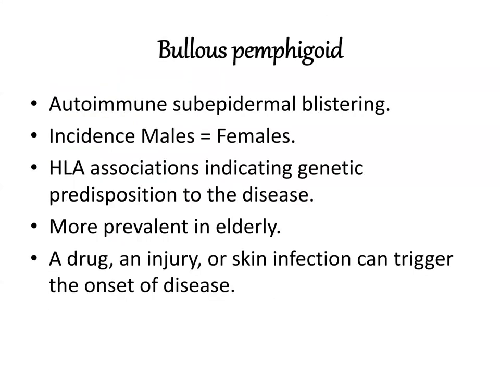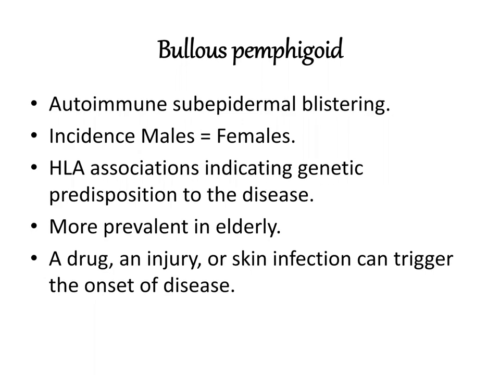So we will move on to the major three groups: bullous pemphigoid, pemphigus vulgaris, and dermatitis herpetiformis, to talk in detail. Bullous pemphigoid is causing subepidermal blistering. That is under the epidermis. Subepidermal blistering. The split is between the epidermis and the dermis.